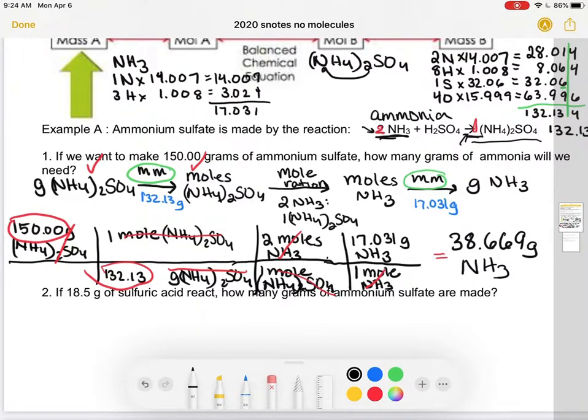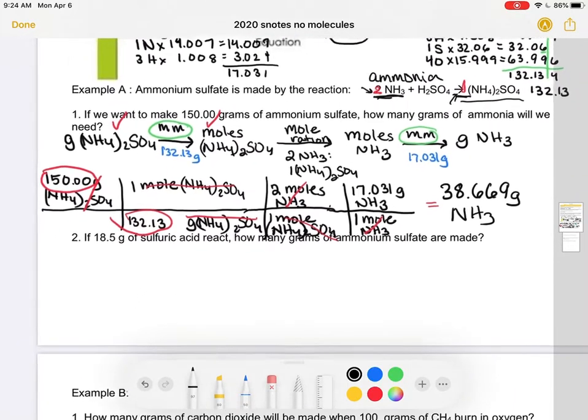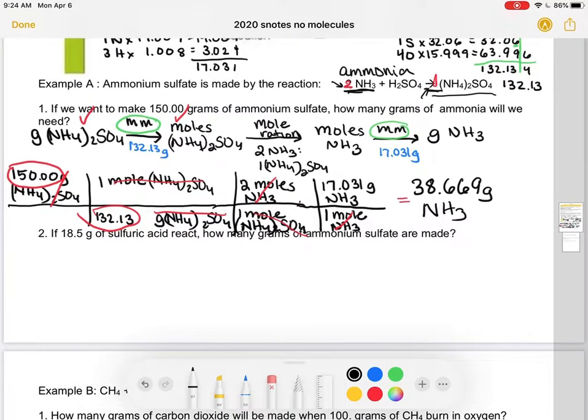Okay, so we just solved one stoichiometry problem. All right, cool. Let's go to the next one. Let's try again. If we are starting with 18.5 grams of sulfuric acid, how many grams of ammonium sulfate are made?